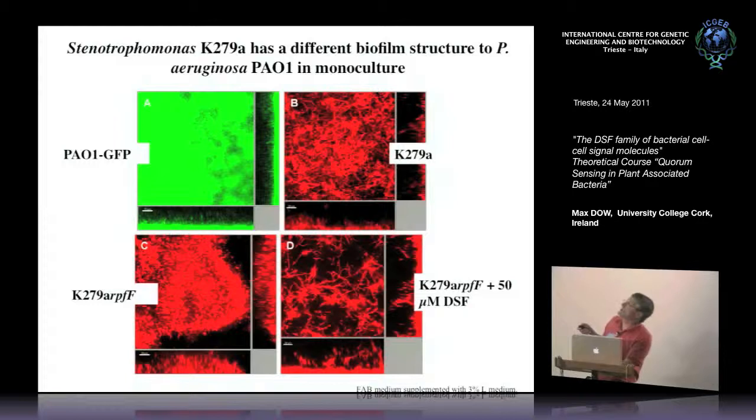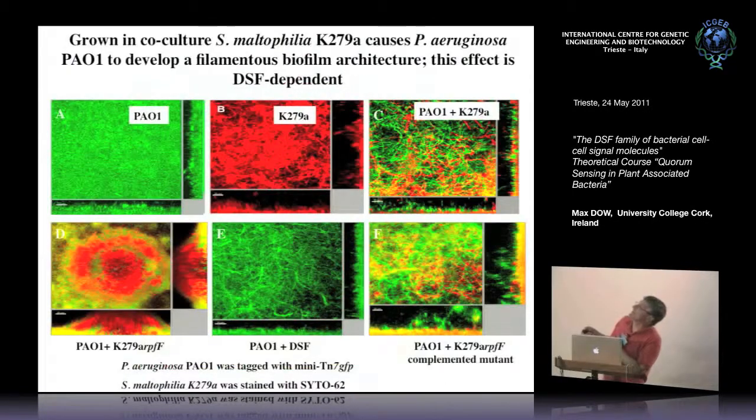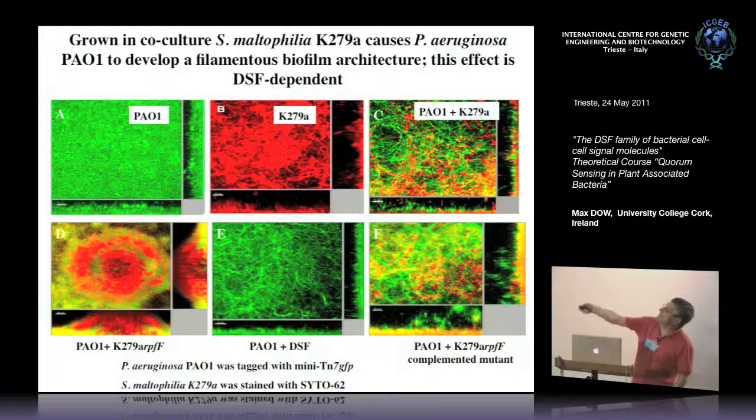Okay, now, what happens when we put them together? Now this is very, very confusing. Here we see PAO1 and K279A together. This has got this filament, this is growing as a mat here. But when you look at them together, it looks like we've got two interwoven strands of different colours. And this is because we believe in this case that the presence of K279A is making PAO1 grow in a filamentous fashion. Okay, it's not growing like this, it's growing in a filamentous fashion.